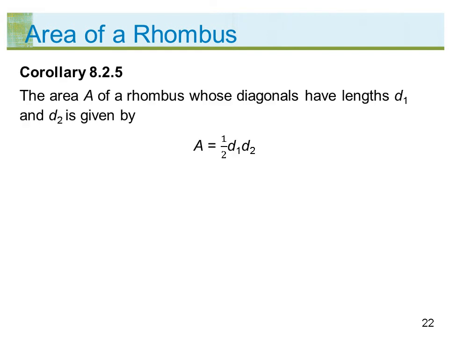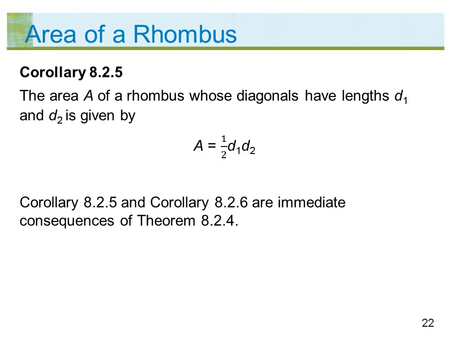The area, capital A, of a rhombus whose diagonals have lengths D sub 1 and D sub 2 is given by capital A equals 1/2 D sub 1 times D sub 2. Corollary 8.2.5 and corollary 8.2.6 are immediate consequences of theorem 8.2.4. Example 5 illustrates corollary 8.2.5.